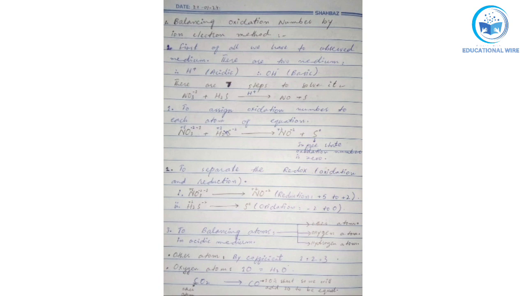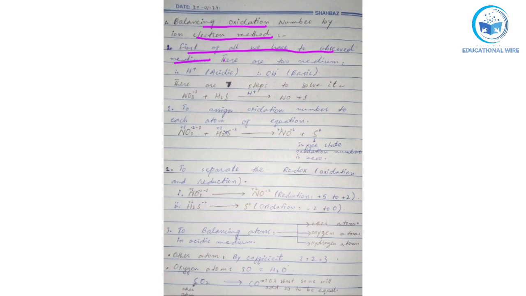Today we will start our new topic, that is balancing oxidation number by the ion-electron method. How can we balance oxidation number? Day before yesterday, in the last video, we just revised our topic, that was assigning the oxidation number, and in this one we will move on to how you balance that number by the ion-electron method. First of all, we have to observe the medium.